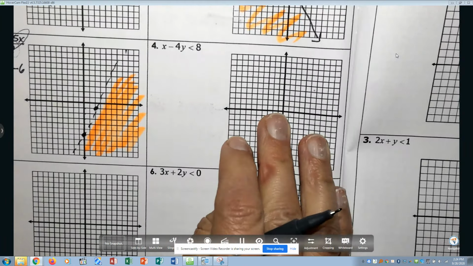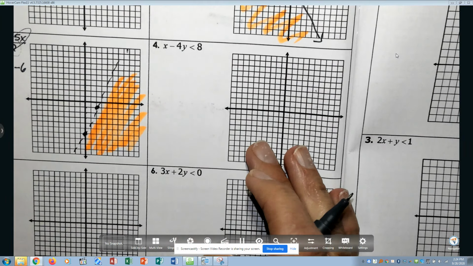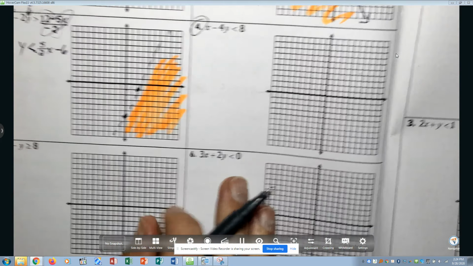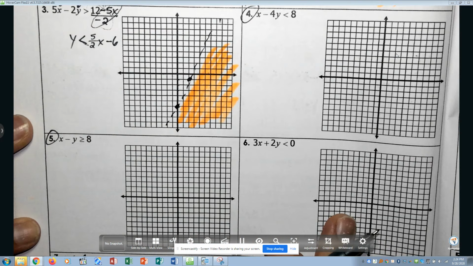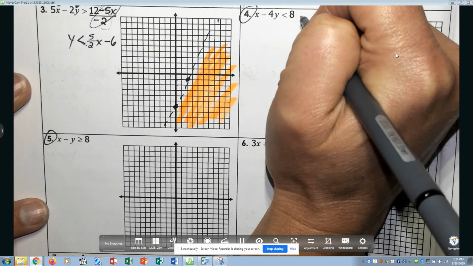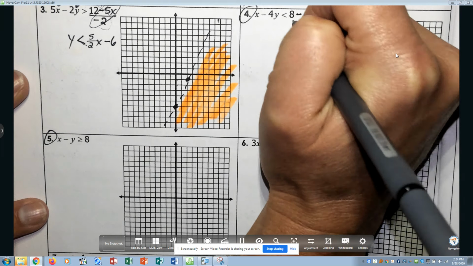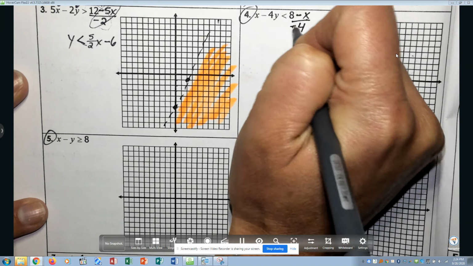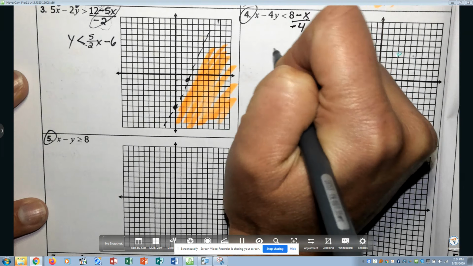All right. Can you guys please do for me 4 and 5? Okay. Subtract the x term, divide by the coefficient of y. Because we're dividing by a negative, we flip our sign. So this will be greater than now.